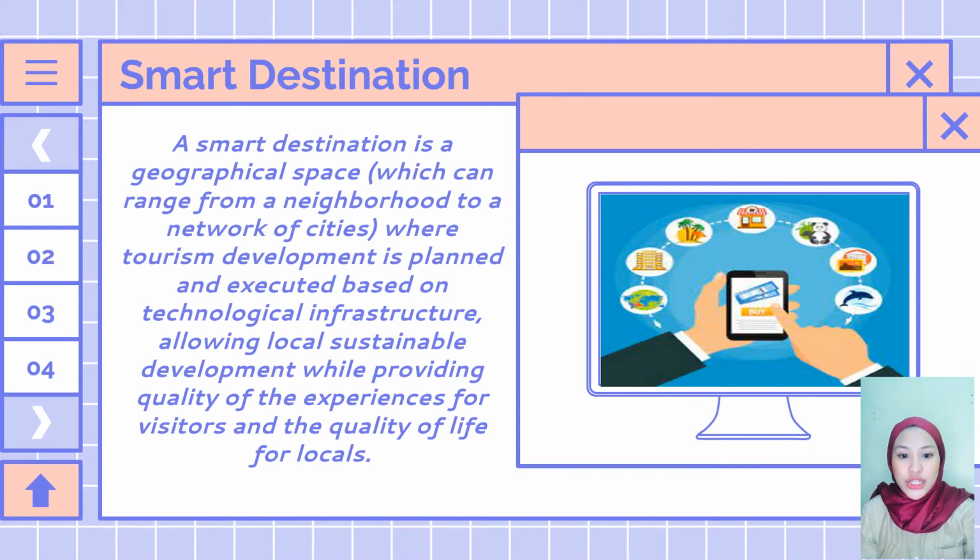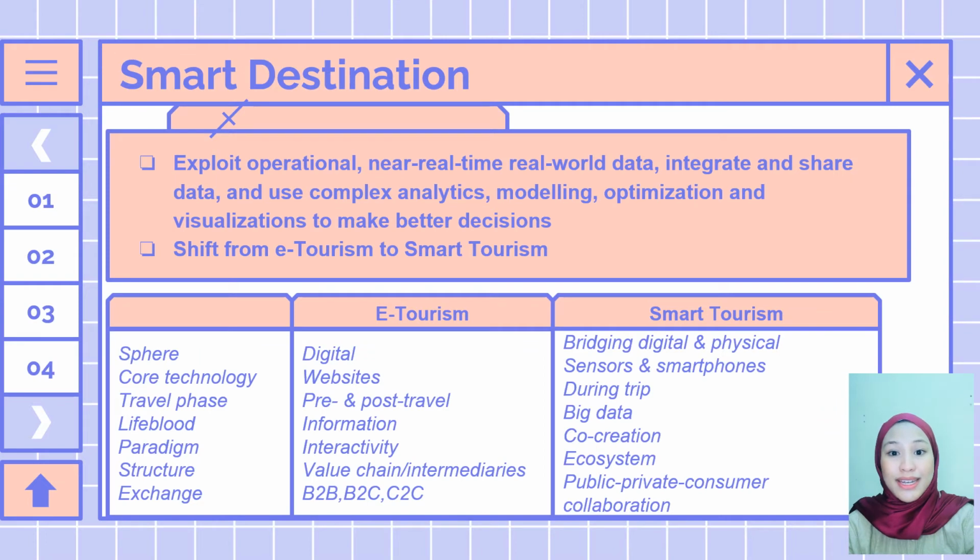The smart destination enables us to completely digitalize our destination by collecting thousands of points of interest for local tours such as attractions, events, and 30 other categories. With access to a mobile application, we can get a personal travel guide with all the relevant information in one place. Smart destination works by exploiting near real-time, real-world data, integrating and sharing data, and using complex analytics, modeling, optimization, and visualization to make better decisions.